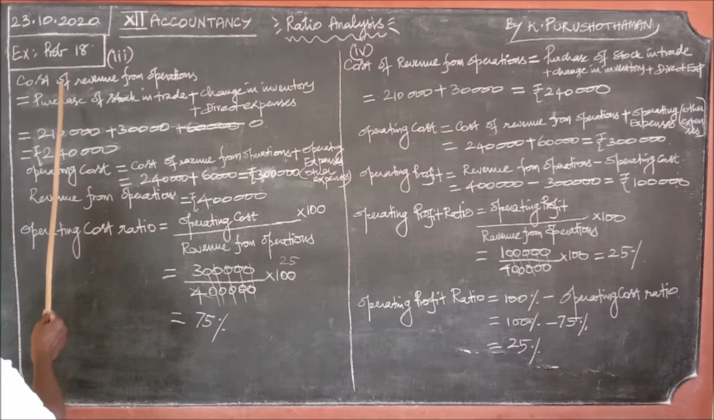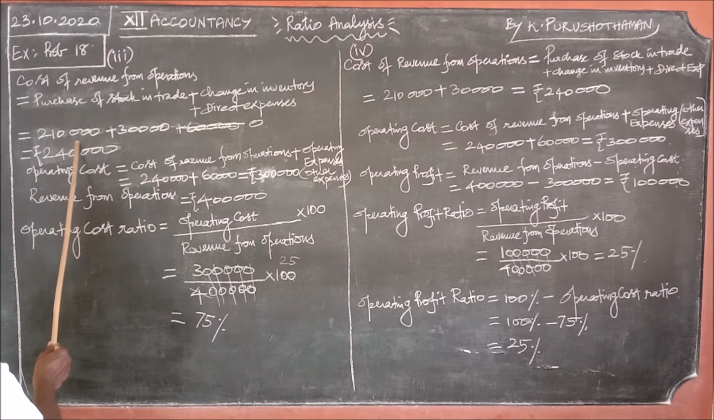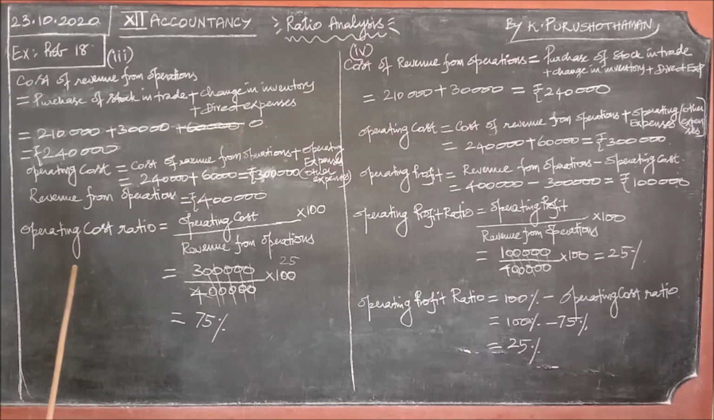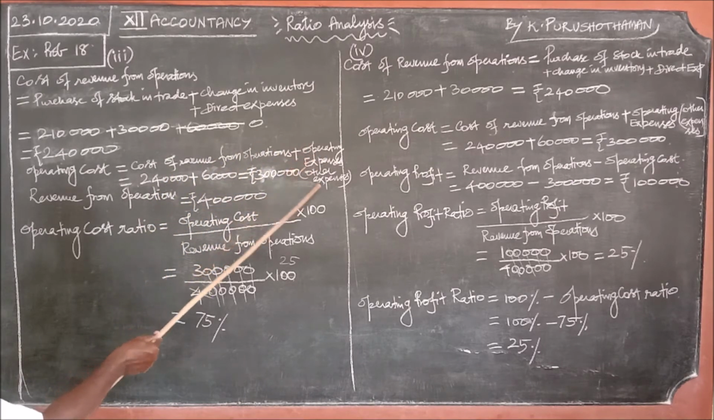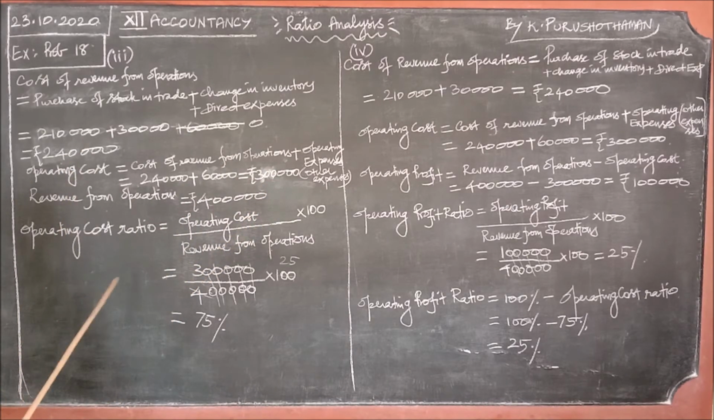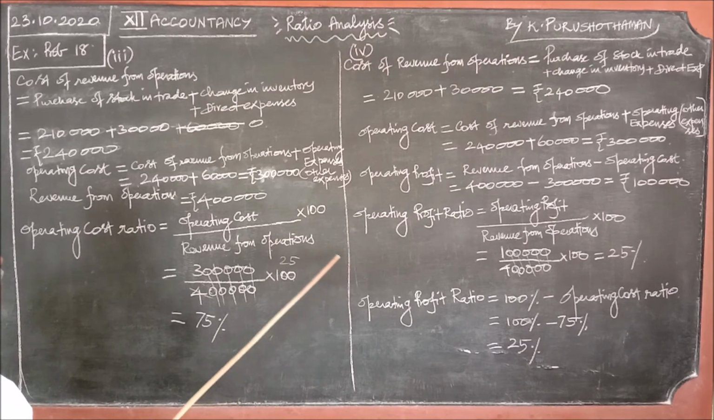In this problem, as it is given in the illustration, purchase of stock given, change in inventory given, no direct expenses given, that is 0. So if you add these two, you will get 2,40,000. So you substitute the value here, cost of revenue from operation 2,40,000. Operating expenses are other expenses 60,000, total is 3 lakhs. This is the operating cost. So numerator operating cost 3 lakhs, revenue from operations 4 lakhs into 100. If you simplify, 75%.